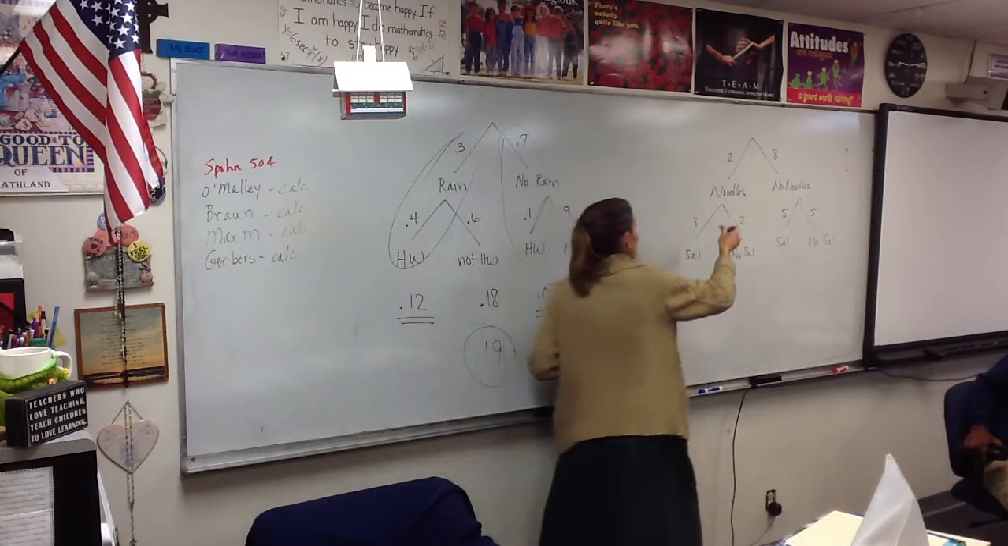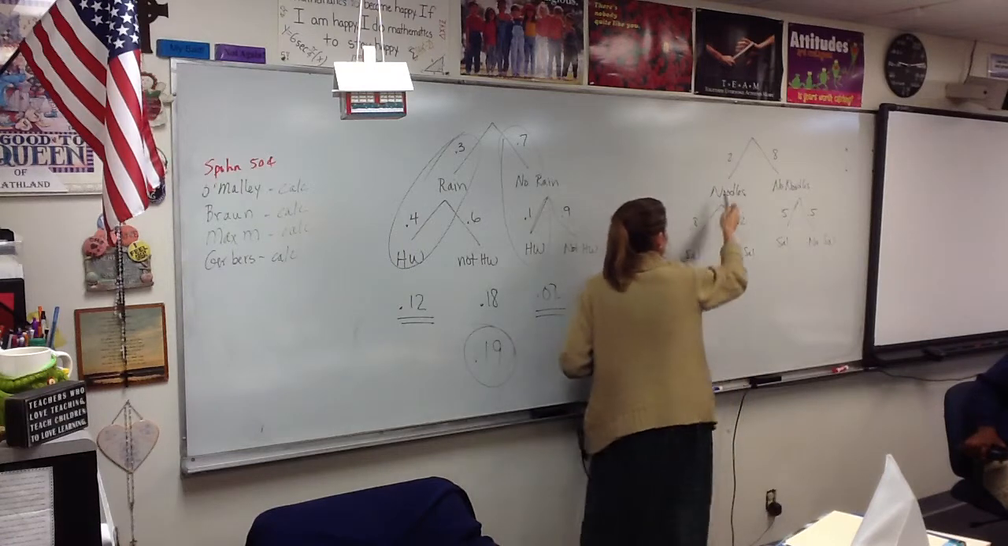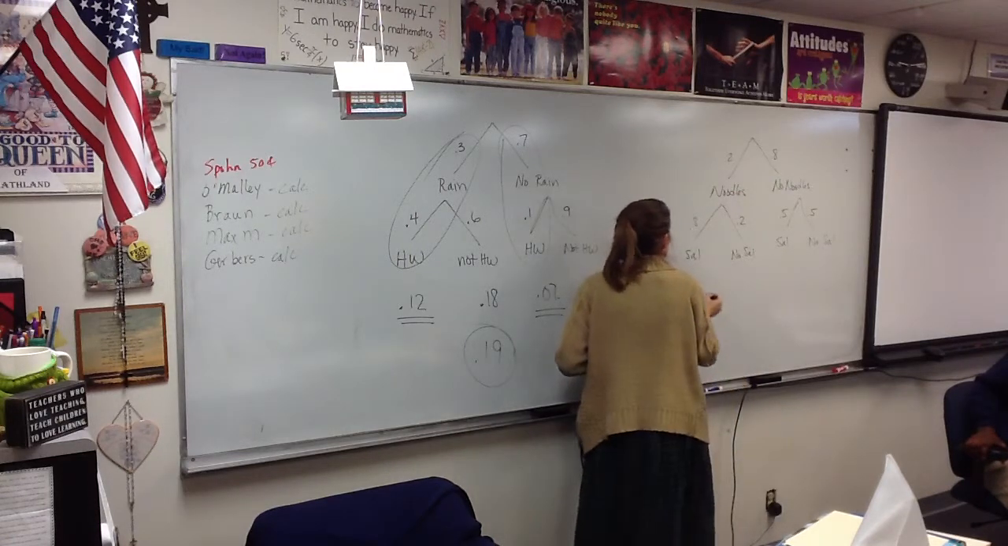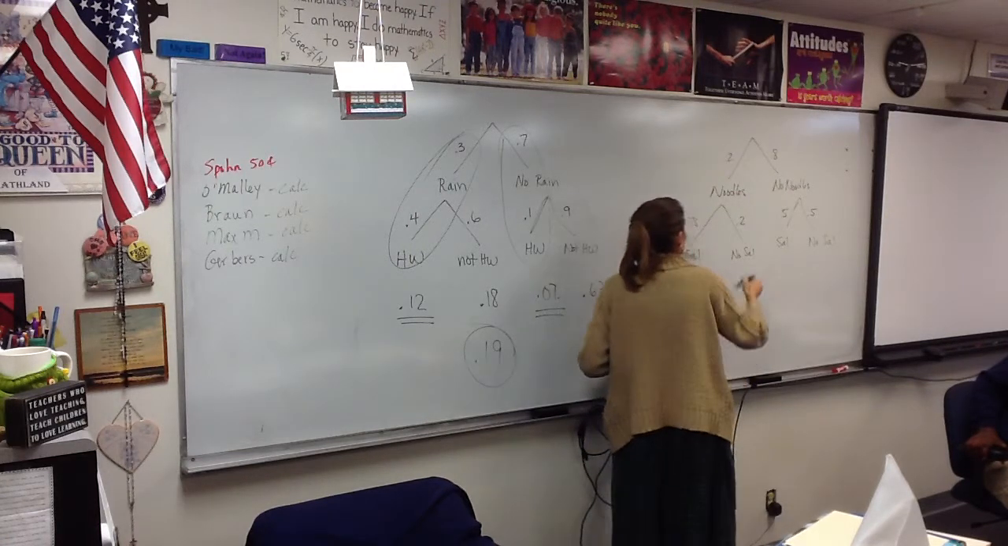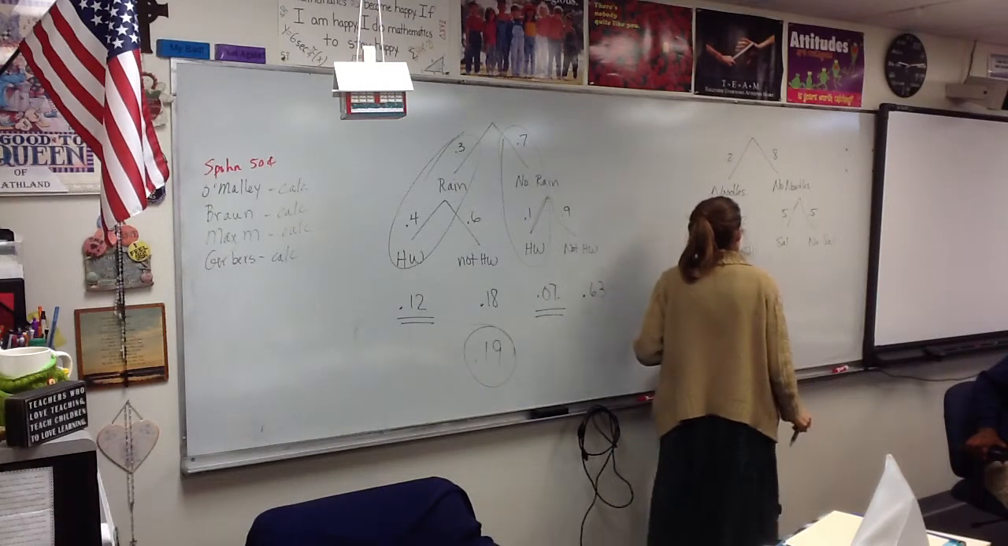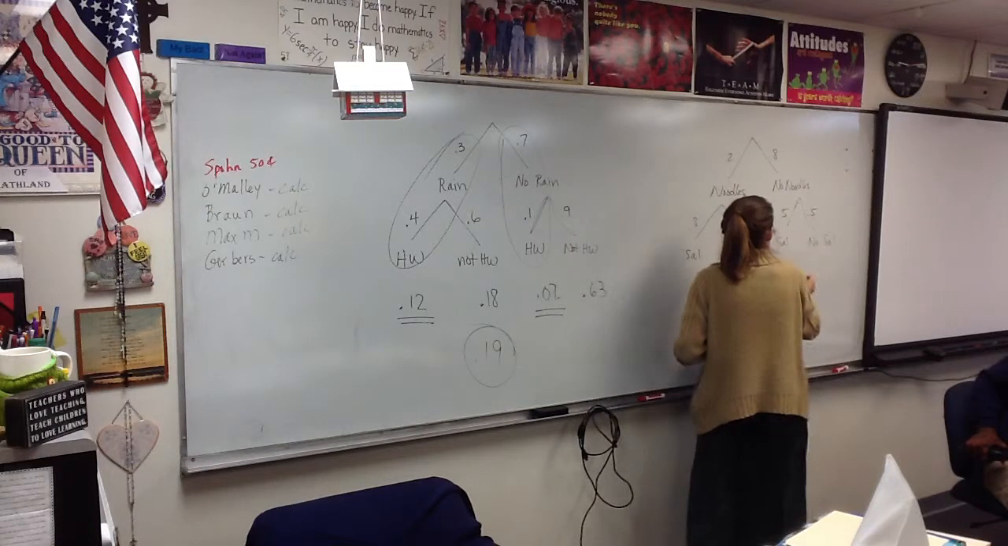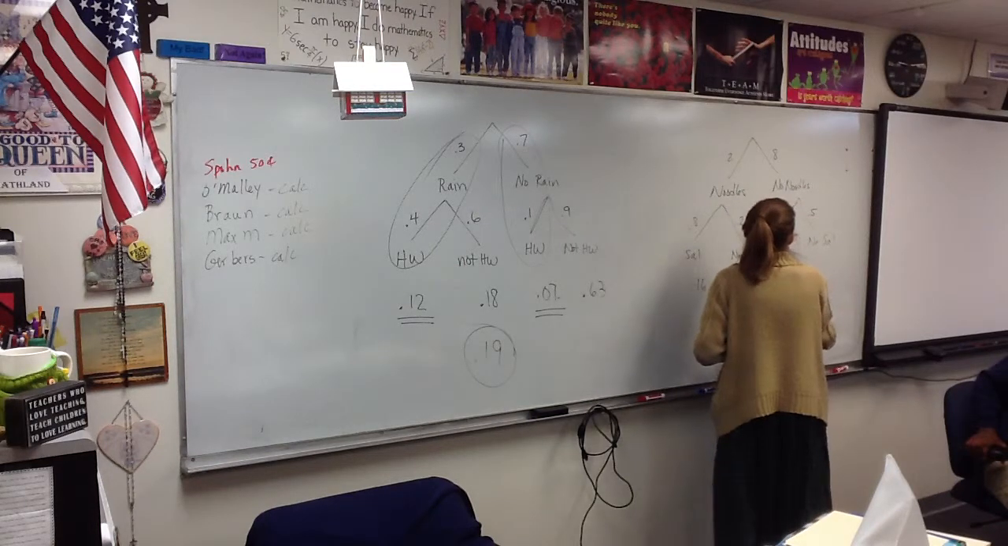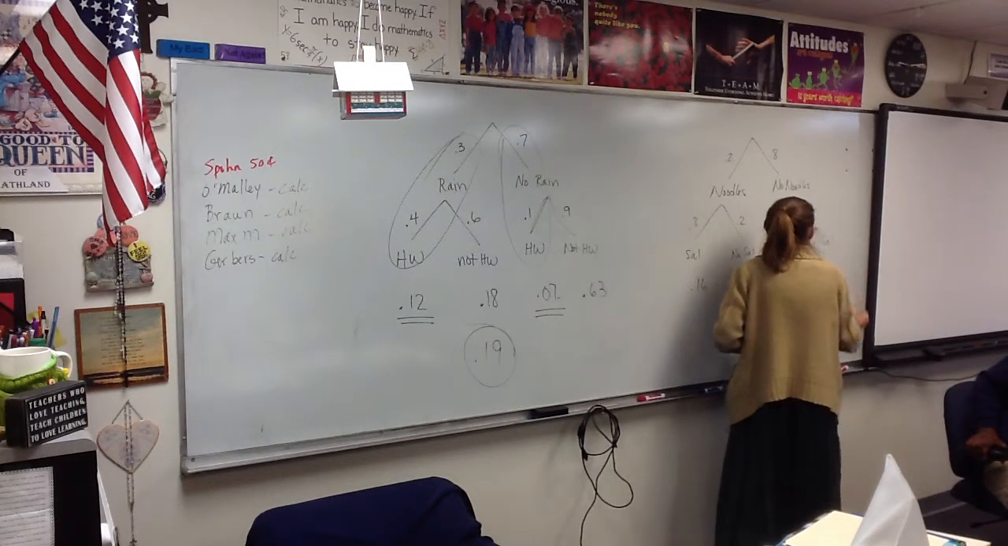All right, what's the probability of this branch? Remember, you multiply on the branch. 0.16. This one would be 0.04. This one would be 0.4, and this one would also be 0.4.